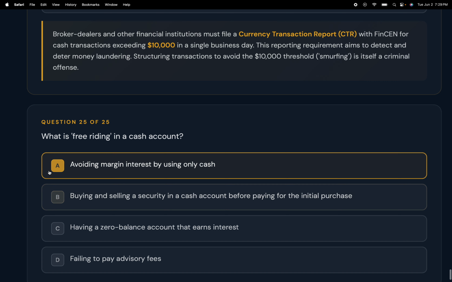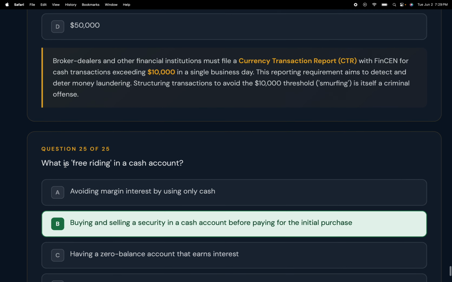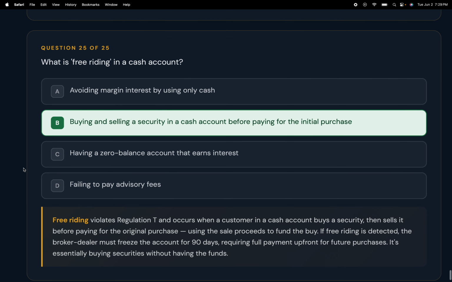Understand that. What is free riding in a cash account? Buying and selling a security in a cash account before paying for the initial purchase. Kind of makes sense. I'm going to take a free ride, man. So it violates Regulation T. I'm not going to get too much into it, but we're just going to focus on buying and selling before paying. So free ride, I'm not paying.